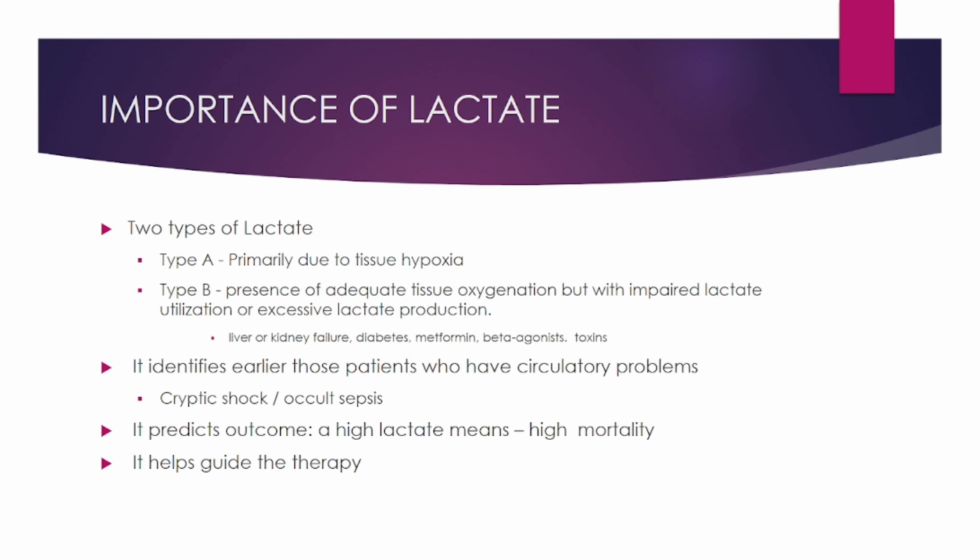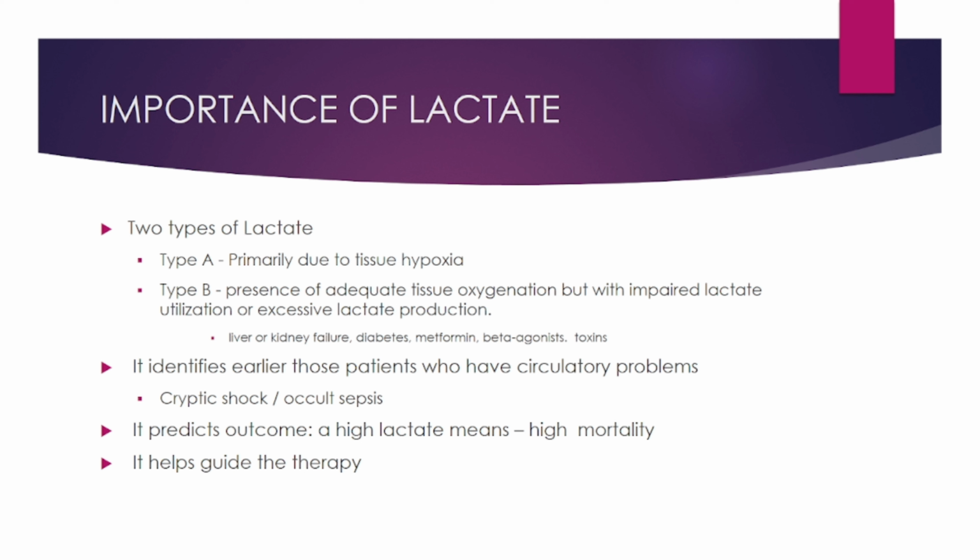Right. Just a little bit on lactate. Everybody's talking about lactate. Make sure lactate is not a diagnostic tool of sepsis. There are 2 types of lactate. Type A is primarily due to tissue hypoxia. That's when we are talking about cardiogenic shock, sepsis. You get type A. And type B is in the presence of adequate tissue oxygenation, but with impaired lactate utilization or excessive production. It could be due to liver failure, renal failure, diabetes, metformin, beta agonists, or toxins. So you have to define in sepsis, these type A and type B are interconnected.